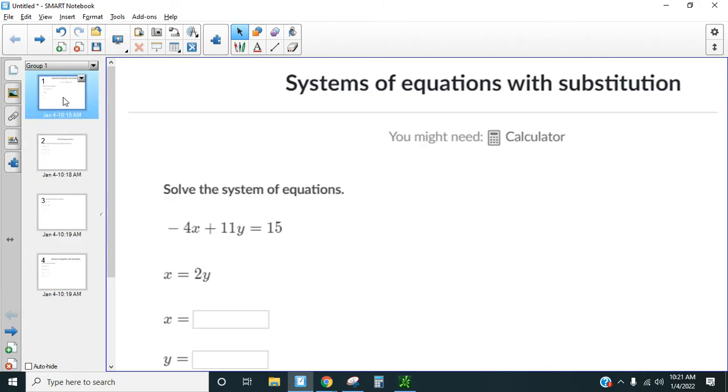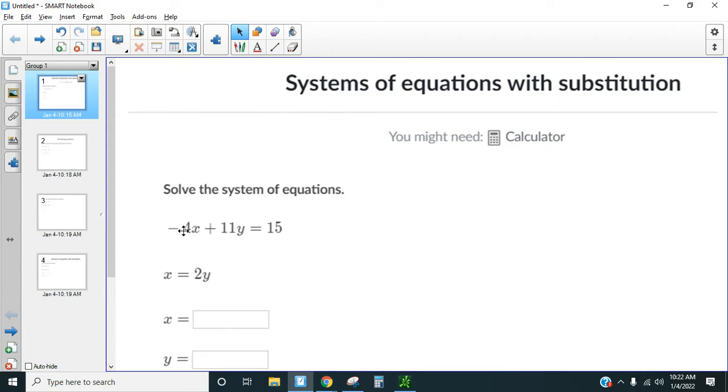All right, so here's our first one. Systems of equations with substitution. When you substitute something, that means you are plugging in something for something else, right? If I'm gone, there's a substitute teacher who takes my place, correct? Right? When we substitute in math, we have something else that takes the place of a variable or another term in the equation. So in this case, we have two equations.